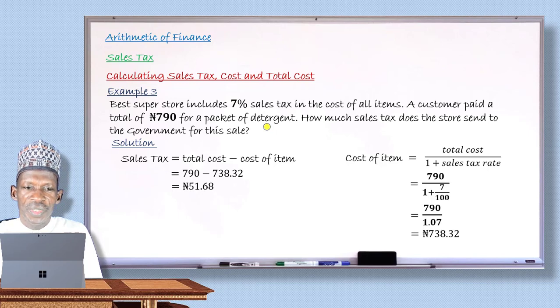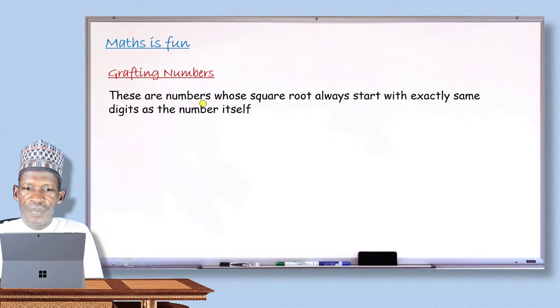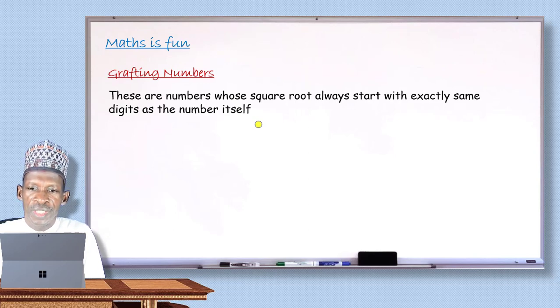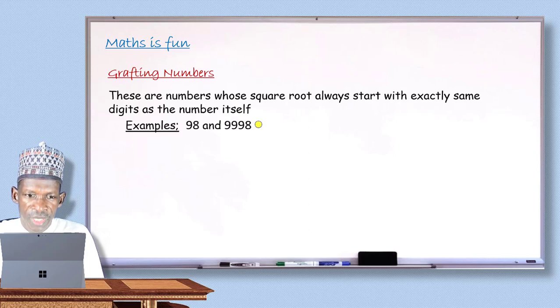And let me just move quickly to the last segment and explain what grafting numbers are. These are numbers whose square root always starts with exactly the same digits as the number itself. That is, if a number is grafted, if you are to find its square root, the very first digits in the square root will be exactly the same digits that you have in your original number. But let's take examples of grafting numbers.